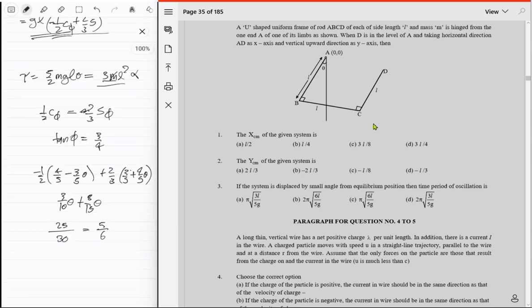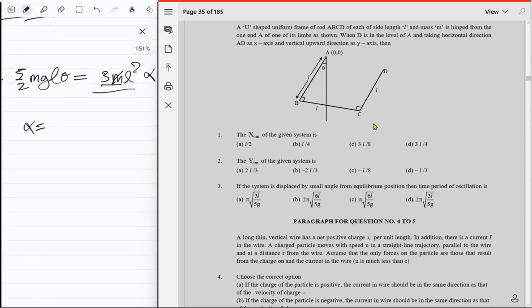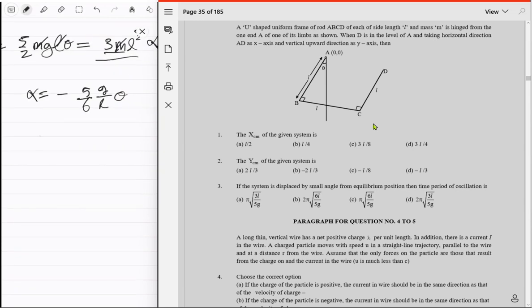That does it. That's why alpha is like of what form? It's just m मर गया, l एक मरा, so alpha is negative, यहाँ पे negative चाहिए, 5/6 और क्या यहाँ पे g/l theta, got it. So just 2 pi square root of 6l/5g, which is C. Next question.